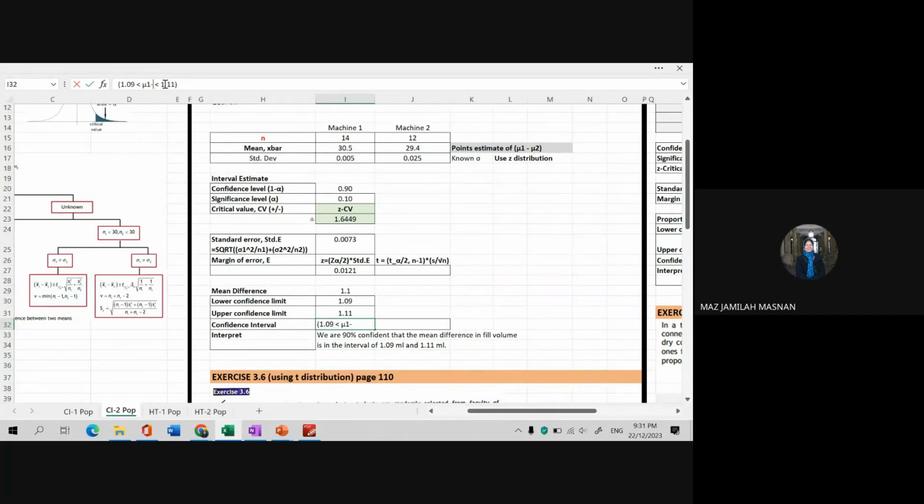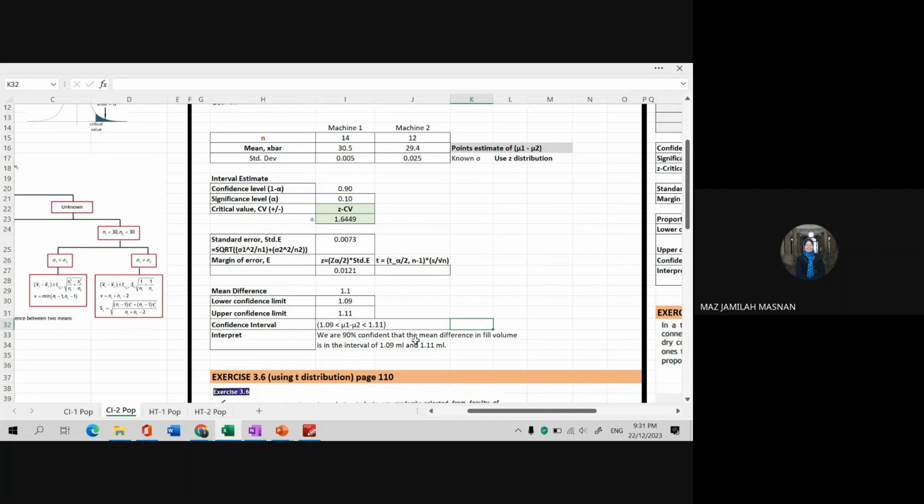Control C and then Control V, change mu1 minus mu2. Please, I forgot to replace that with the difference between the two population means. So this is how you can write your final answer. The mean difference is between 1.09 and 1.11.